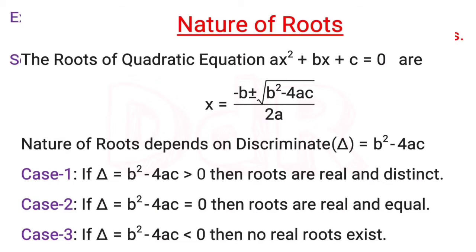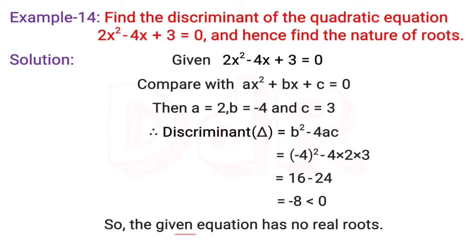Now let's go to questions related to this topic. Example 14. Find the discriminant of the quadratic equation 2x² - 4x + 3 = 0, and hence find the nature of the roots. First he is asking what the discriminant value is. After finding the discriminant value, find the nature of the roots.